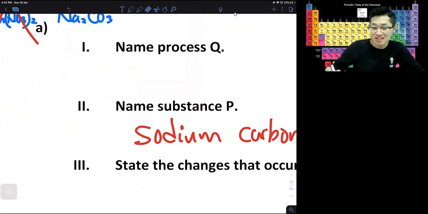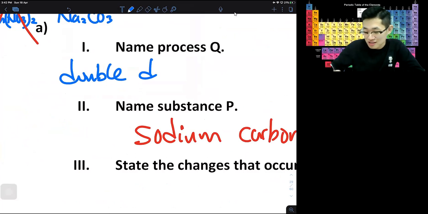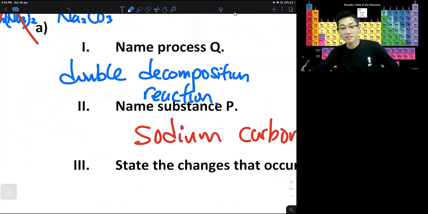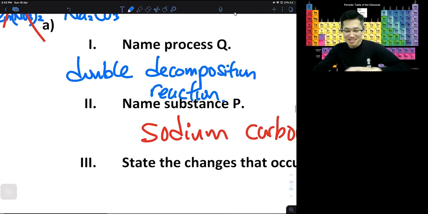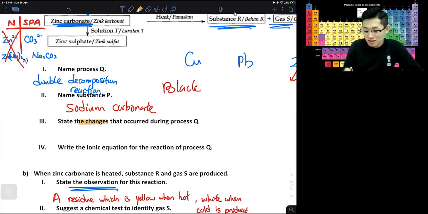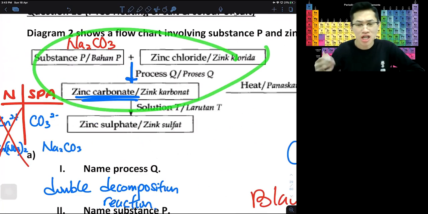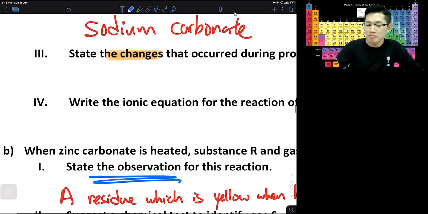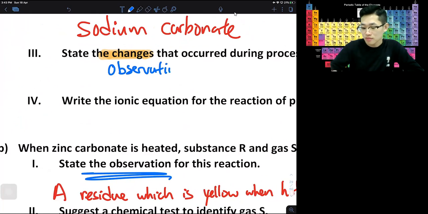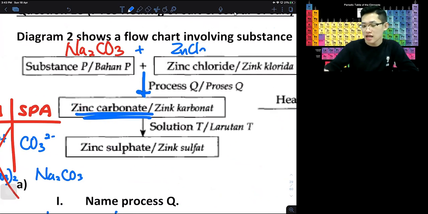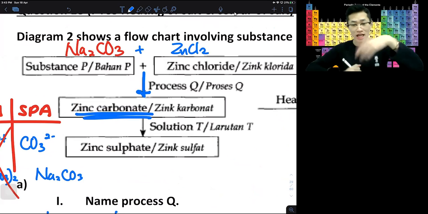Okay, I write down: double decomposition reaction. State the changes that occur during process Q. So when you do this, they ask you the changes. Changes is the same as observation. So they're asking you, when you mix Na2CO3 and ZnCl2, what can you observe?